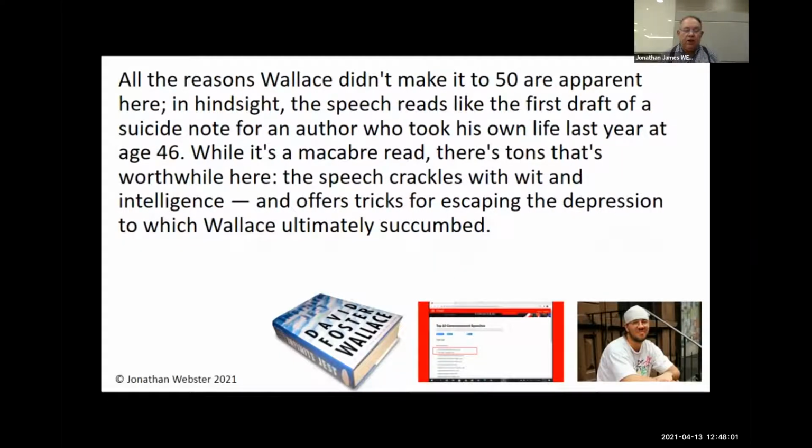Time magazine, remember, they go on to say all the reasons Wallace didn't make it to 50 are apparent here. In hindsight, the speech reads like the first draft of a suicide note for an author who took his own life last year at age 46. The speech reads like the first draft of a suicide note. Wow, that is not grandly inspirational. It is a macabre read. There's tons that's worthwhile here. The speech crackles with wit and intelligence and offers tricks for escaping the depression to which Wallace ultimately succumbed.